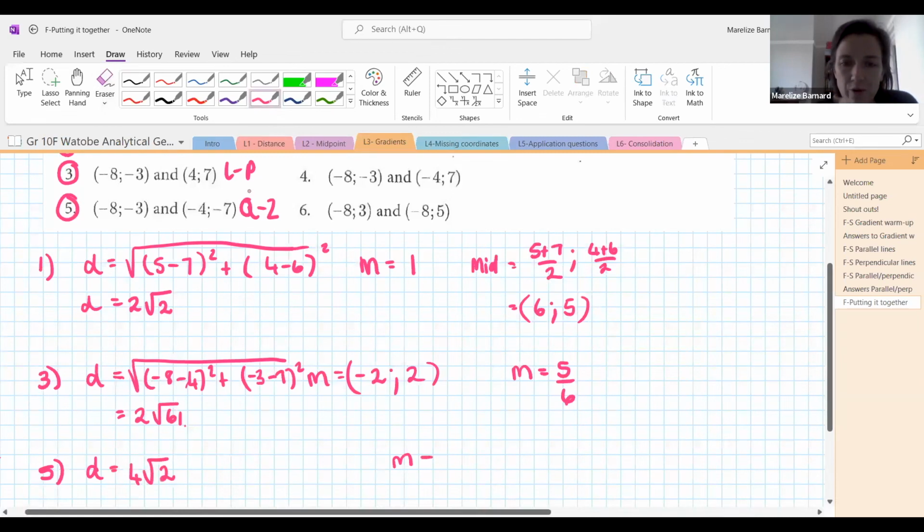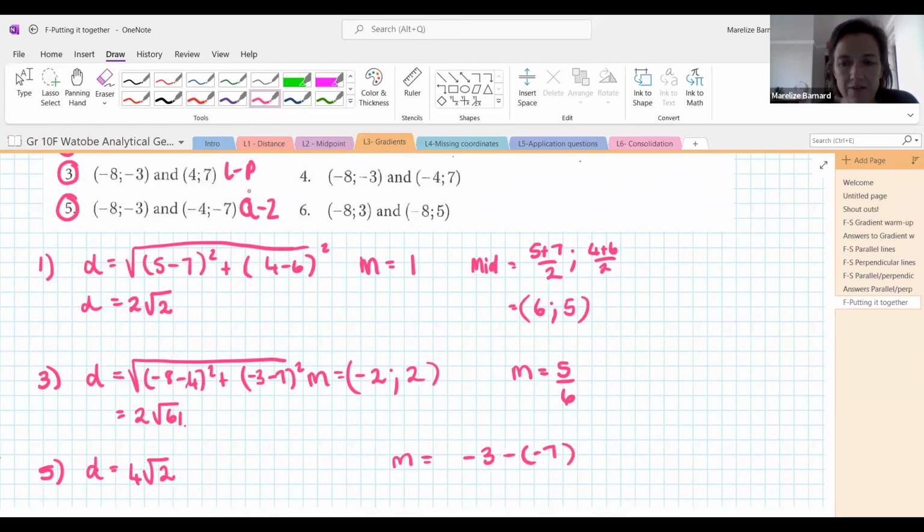And then for your gradient, I got -1. Okay, so we're going to go -3 minus -7 over -8 minus -4. And that gives us 4 over -4. Yep, that's right. And that gives me -1. And what did you get? I got -1. Okay, wonderful.